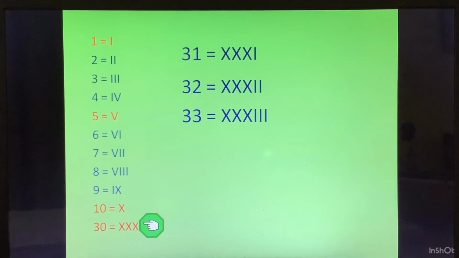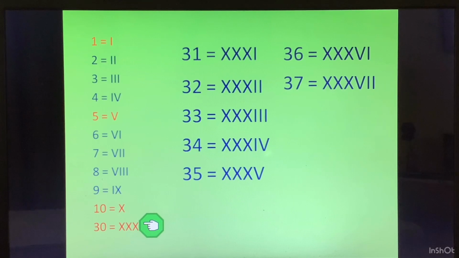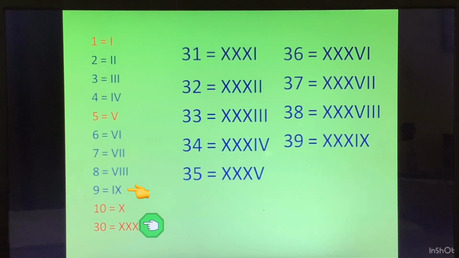XXXIII. 34 will be 30 plus 4, XXXIV. 35 will be 30 plus 5, XXXV. 36 will be 30 plus 6, XXXVI. 37 will be 30 plus 7, XXXVII. 38 is 30 plus 8, XXXVIII. 39 is 30 plus 9. 30 is XXX, 9 is IX. So the number is XXXIX.